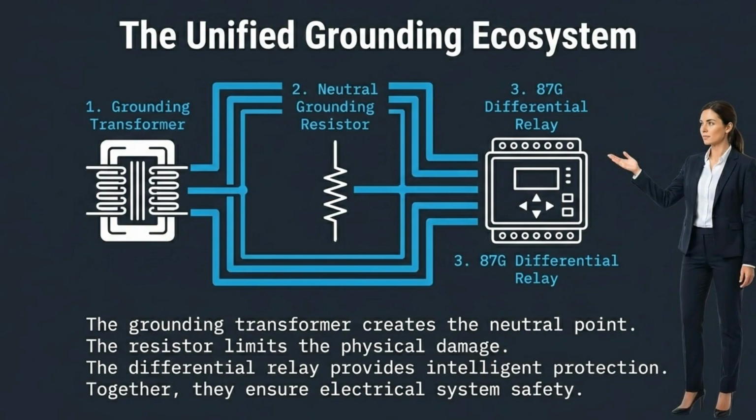In summary, the grounding transformer, neutral resistor, and differential relay form a unified ecosystem. Together, they create a stable neutral, limit physical damage, and provide intelligent protection for electrical system safety.